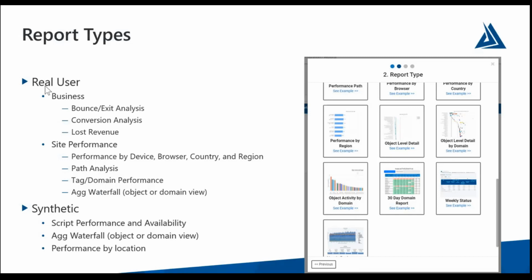But just to run down the list here, for real user, like I mentioned before, there's business focused reports and there's site performance reports. So under the business, we have things like bounce rate and bounce and exit analysis. We also have a few reports related to conversion rate, conversions over time, conversion rate by onload. So that would be the conversion curve that you see on the revenue opportunity page. And then things like lost revenue, which shows you your revenue opportunity.